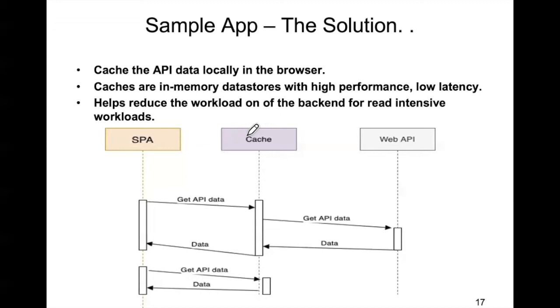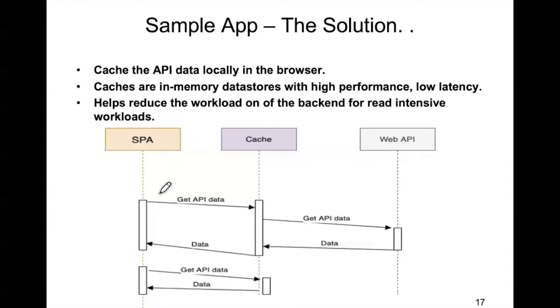This is my kind of architectural representation of it. So I've got my single page app running in the browser, and the caching technology is also running in the browser. And here's my web API that is remote. So any communication between these two is asynchronous. Any communication between these two is synchronous, because they are co-located essentially.